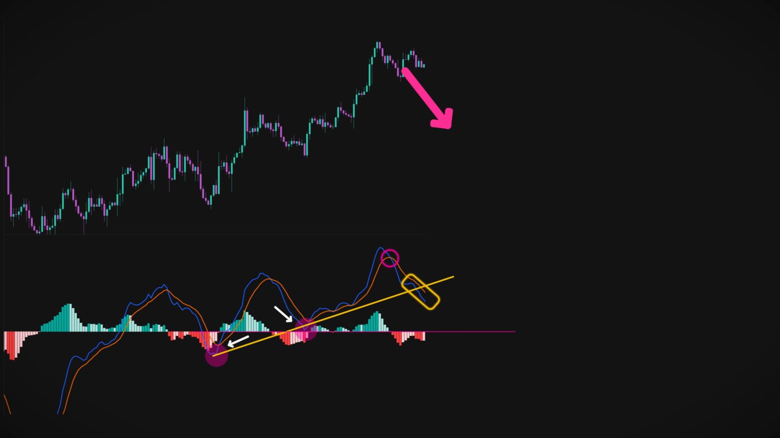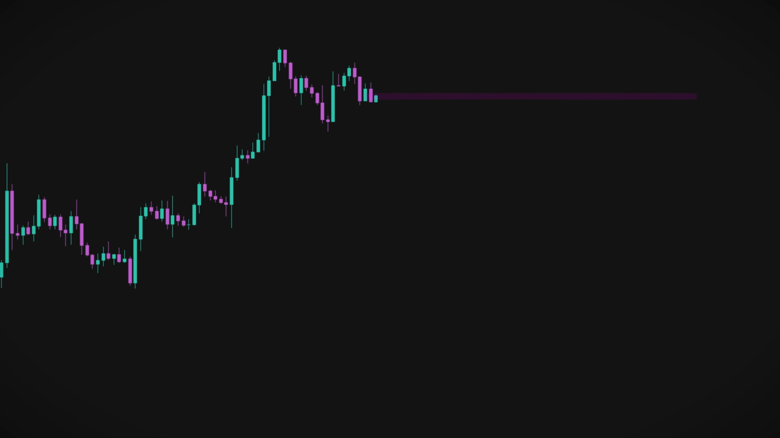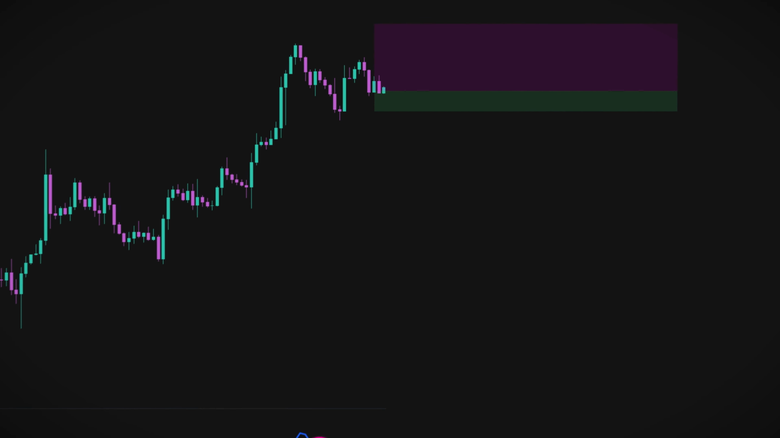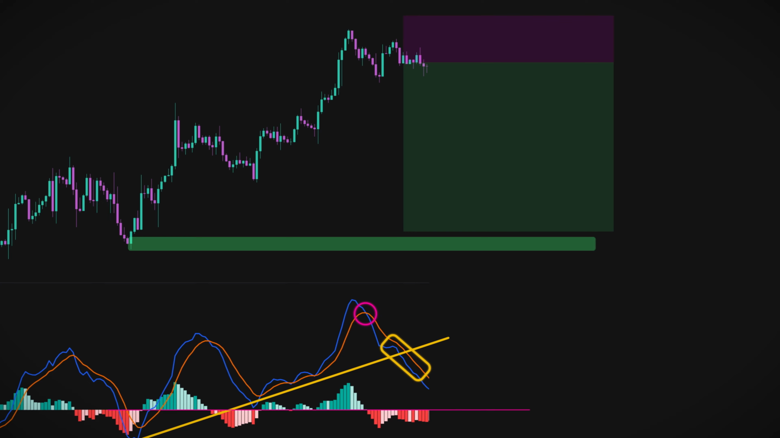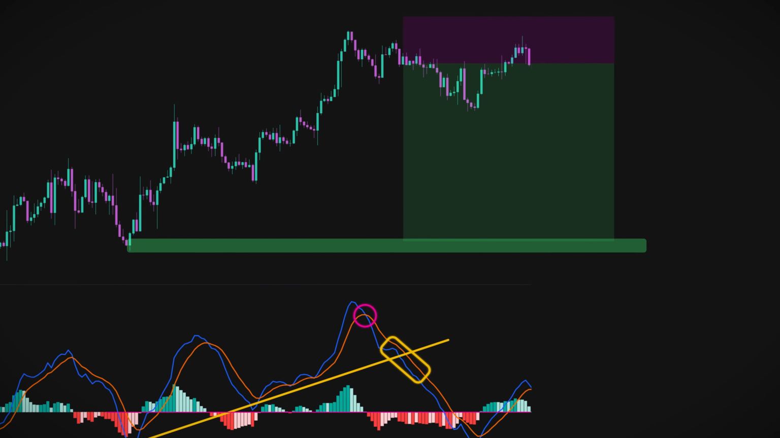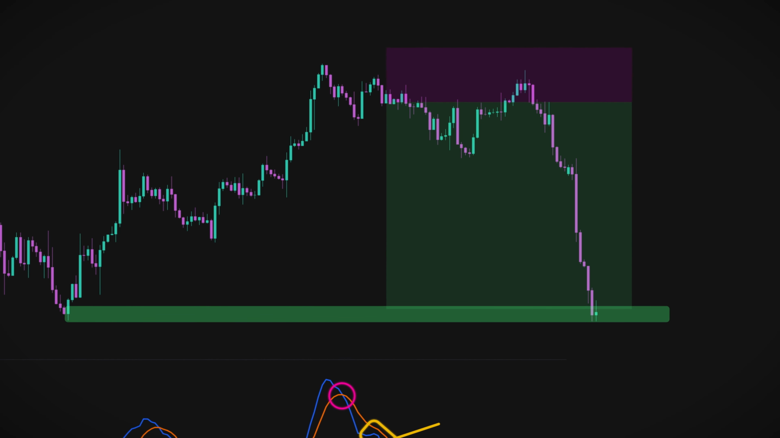To manage your trade, place your stop loss just above the recent swing high on the price chart. This ensures you're protected if the price reverses unexpectedly. For take profit, I recommend a 1.3 risk-to-reward ratio, or if you spot a support zone below, set your target there. In this case, the price drops and hits the support zone, completing the trade successfully.